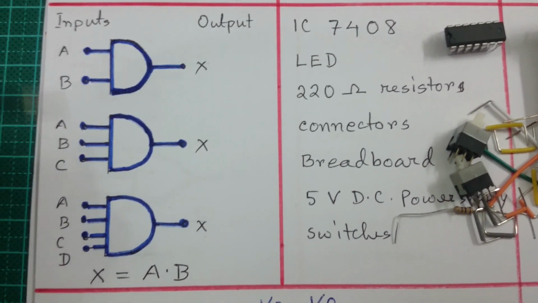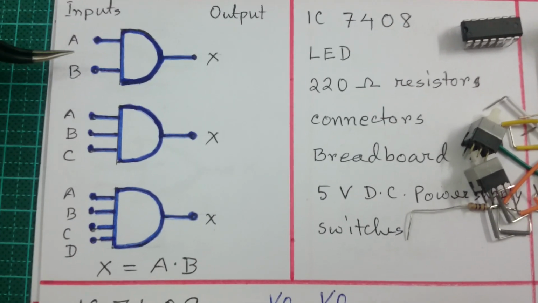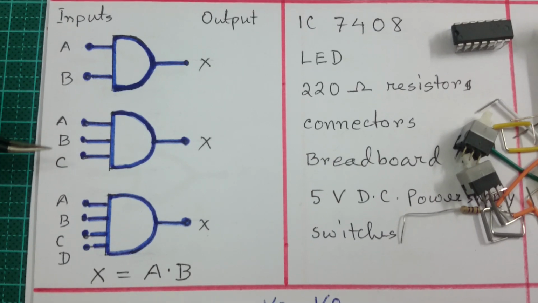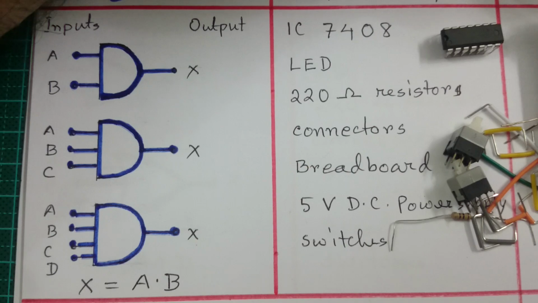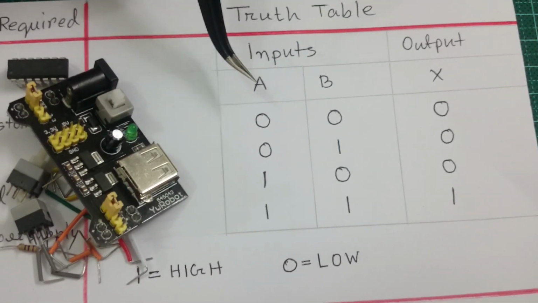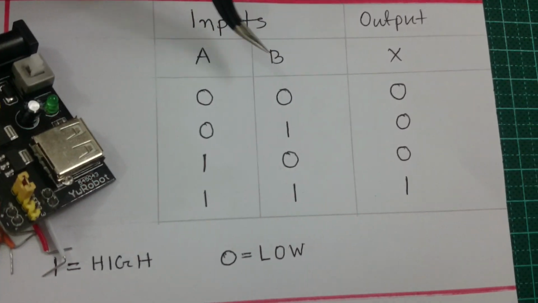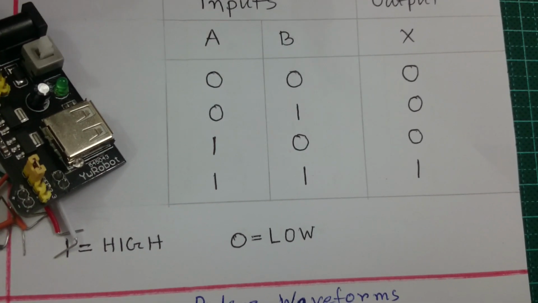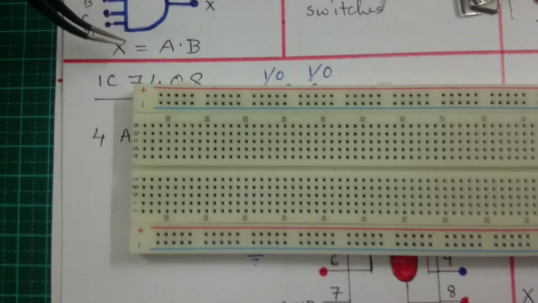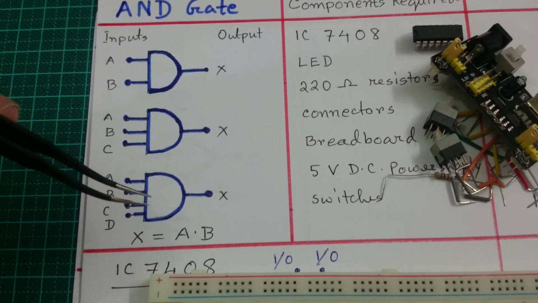This is the symbol of AND gate. AND gate has input and output. It can have 2 input, 3 input or 4 input. And here is the truth table that AND gate follows. If one input is A and another input is B, in that case it follows the AND operation. And here is the Boolean expression. Actually AND gate performs the multiplication operation.